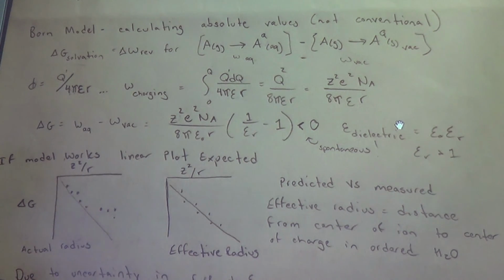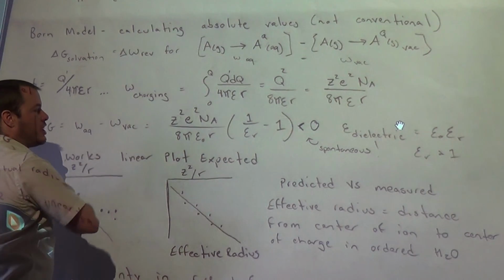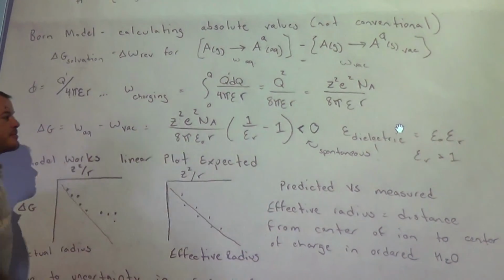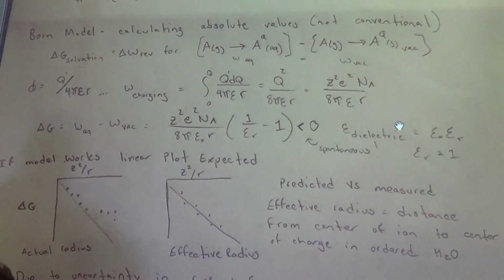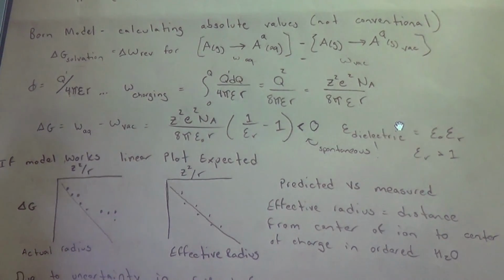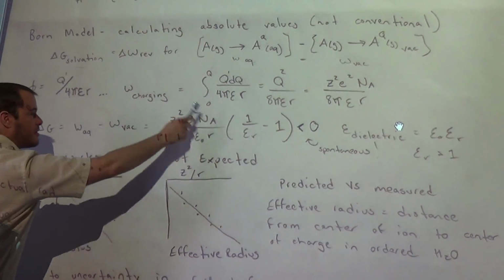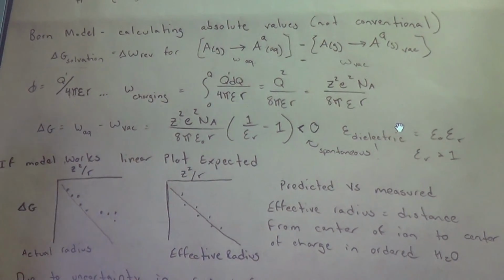That model is not perfect. We'll expand on it in just a second. But before we do, we're going to look at some of the results. If it's true that delta G looks like this, then a plot of delta G versus Z squared over R should be linear, right? Because you've got a linear multiplier on this term, cast delta G.